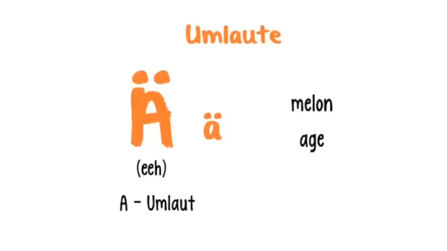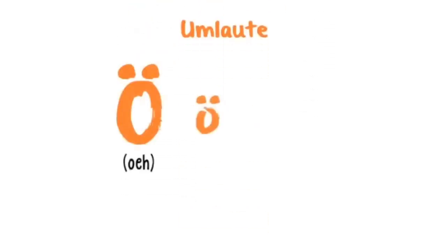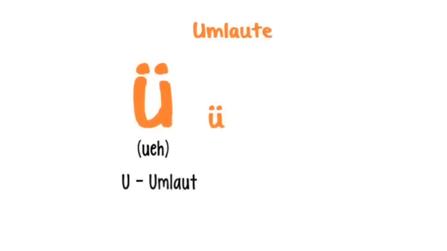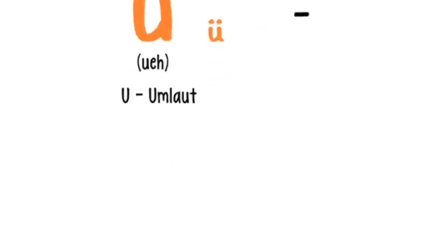The second umlaut is Ö, or O umlaut. Ö is pronounced like the word flirt or the word girl. The last umlaut is Ü, or U umlaut. For this letter, there's no equivalent in English.